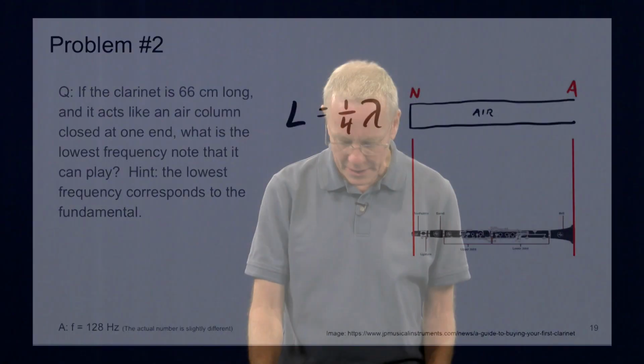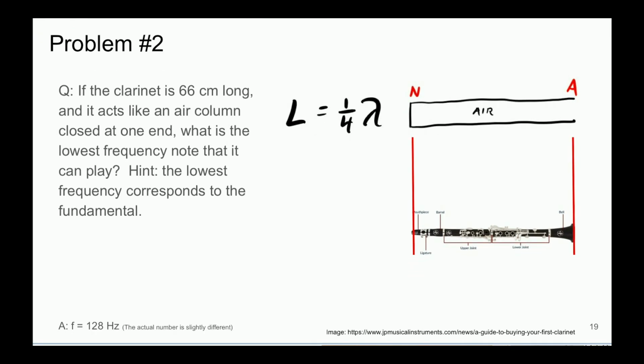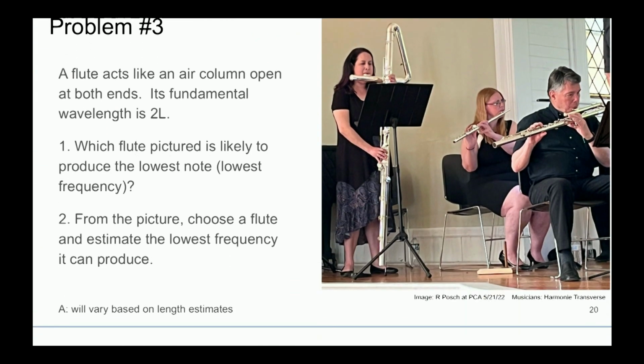But I'd rather leave you with a couple more problems here. I'm going to ask you to freeze the video, and you can try these on your own. See if you don't get 128 hertz for the lowest possible note that a clarinet can make, given this information. And if you like that one, try problem number 3.